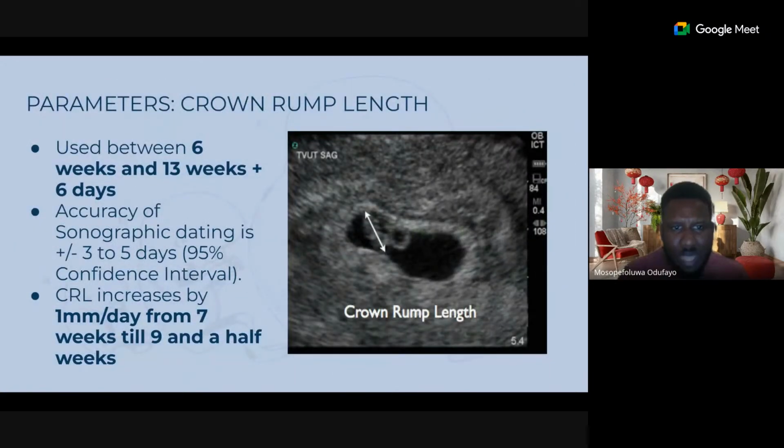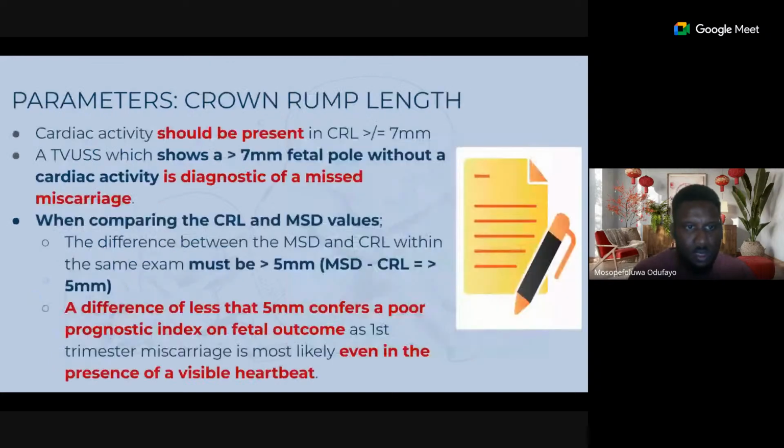So we can use it between the 6th and 13 weeks and 6 days. Accurately, it dates it by up to plus or minus 3 to 5 days. You will be very accurate when you get it. It's very accurate. Is that okay? And one thing you need to know about the CRL, which is just some theory you can have in your pocket, is it can increase by about 1 millimeter per day from 7 weeks till about 9.5 weeks. Just take note of that.